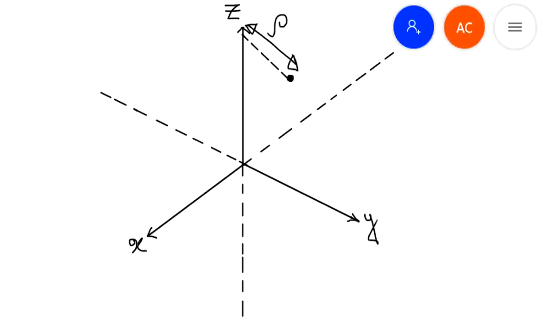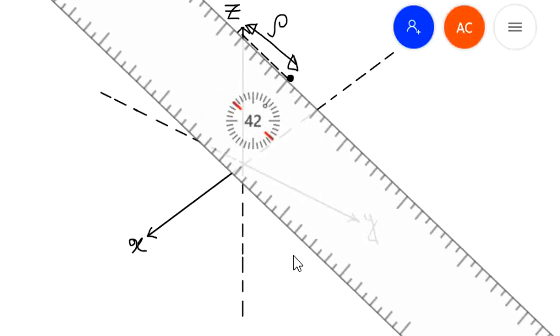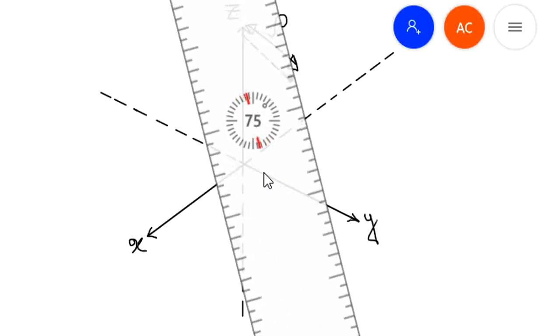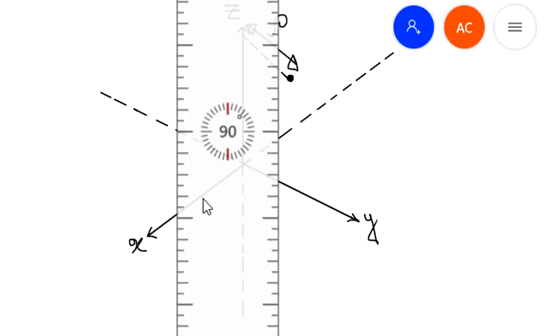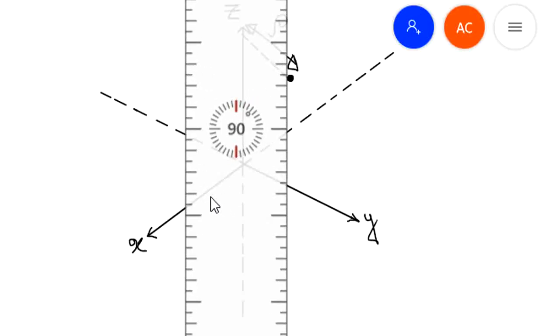Now what about phi? To have phi, we have to take the projection of this point on the horizontal plane. To have the projection, we have to place our ruler at this point and make a line parallel to z-axis. I think a 90-degree will be necessary here. So let's take a 90-degree line, that is a parallel line with respect to z-axis.